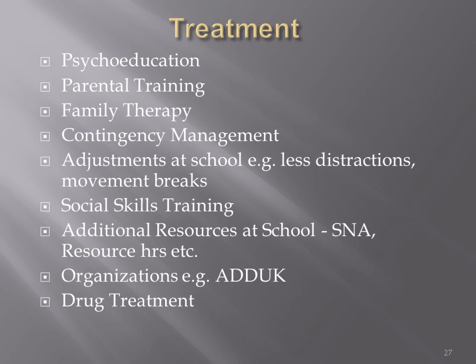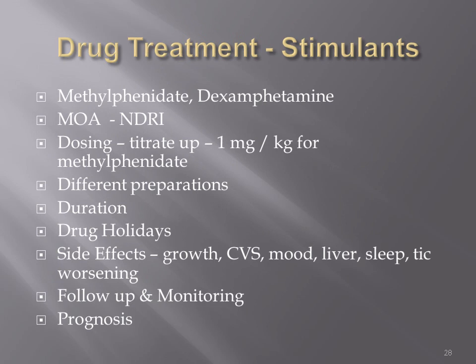There are organizations such as ADD UK. And then, if the child requires a medication, which most of the children do require, then what will be the medications? The medications are either stimulants such as methylphenidate and dexamphetamine. The mechanism of action is that they are NDRI, that is noradrenaline dopamine reuptake inhibitors. The dosing is that you give roughly 1 milligram per kilogram for methylphenidate.